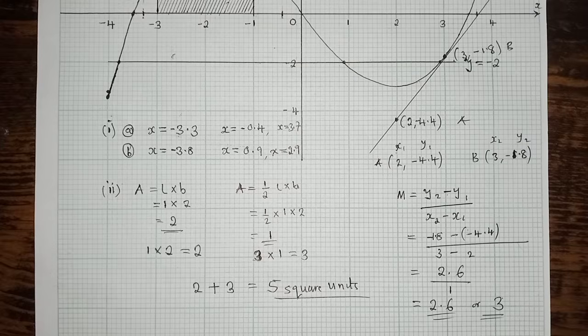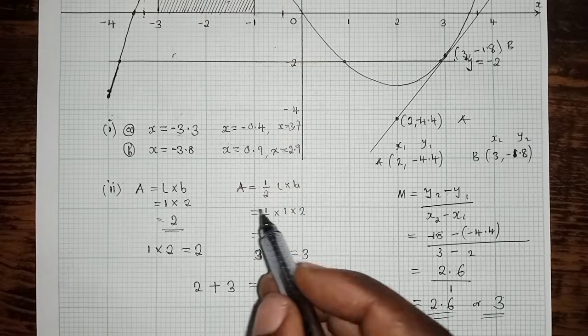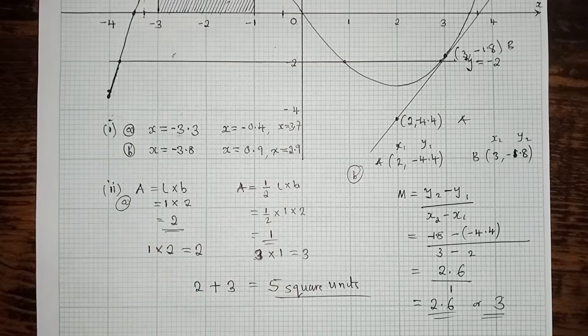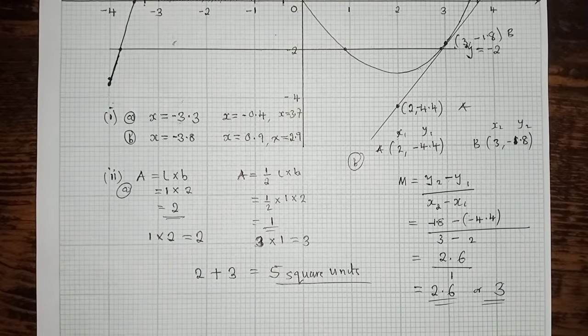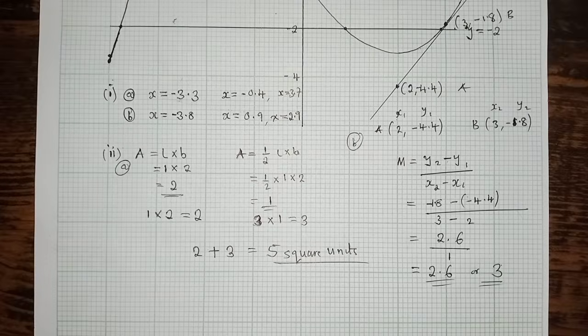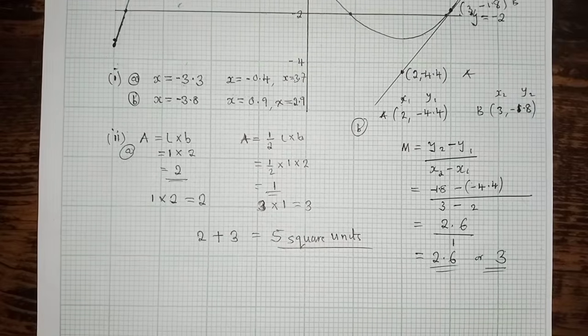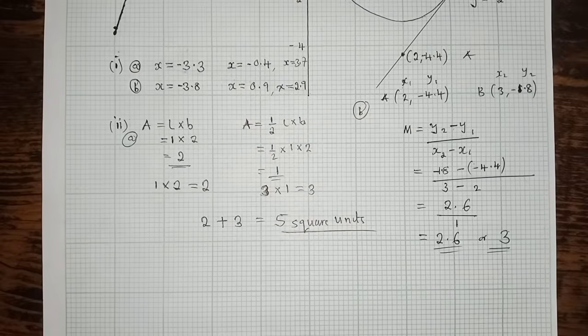We go to the next question, and actually before I forget, we need to indicate that this is B and this is A. We need to indicate that so that whoever is marking is not facing difficulties identifying which question we are dealing with. So we go to the next question.